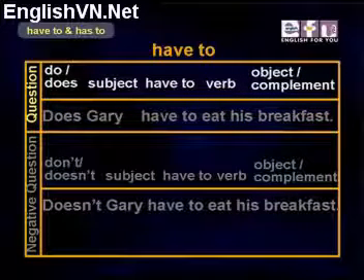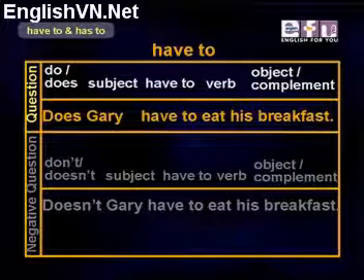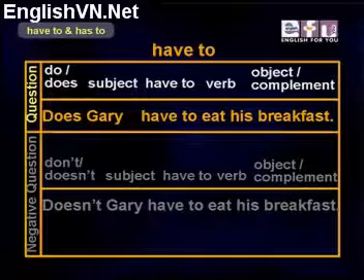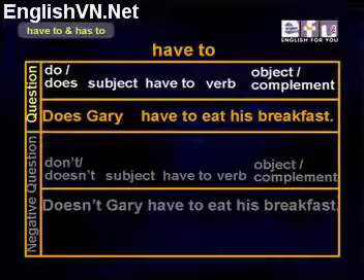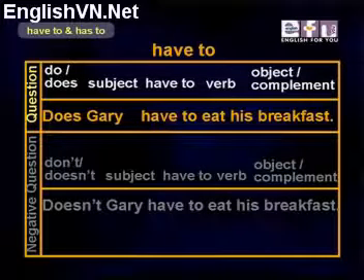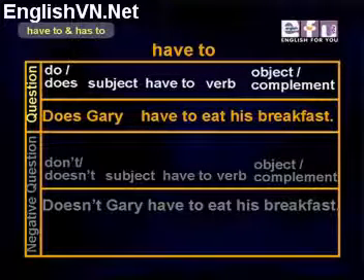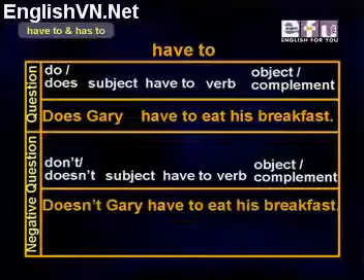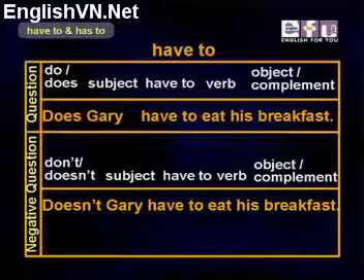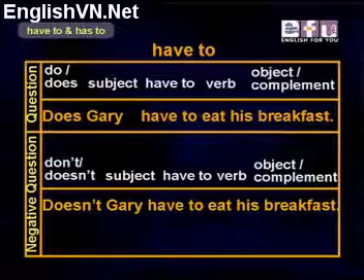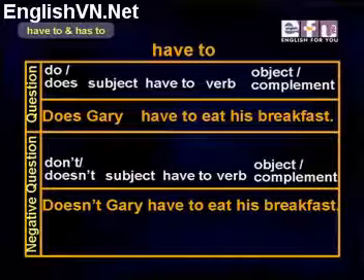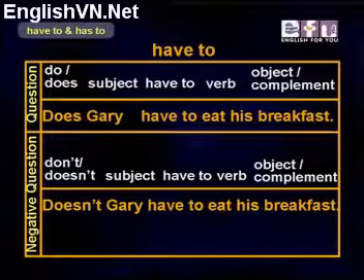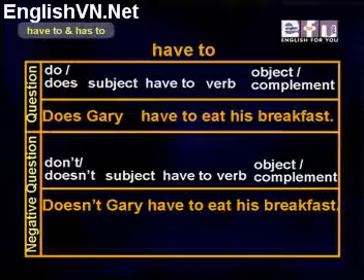In the question form, we can ask, does Gary have to eat his breakfast? So we start with does or do, plus your subject, plus have to, plus your verb, plus your object or complement. And we can use a negative question form. Doesn't Gary have to eat his breakfast? So the form is doesn't or don't, plus your subject, plus have to, plus verb, plus your object or complement.